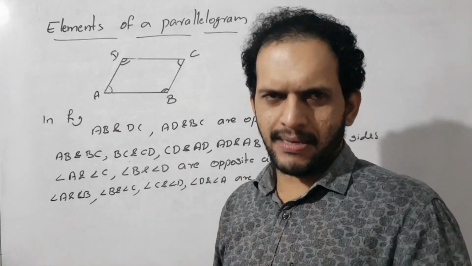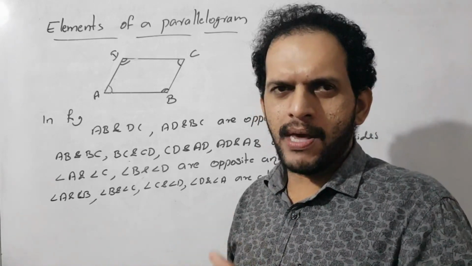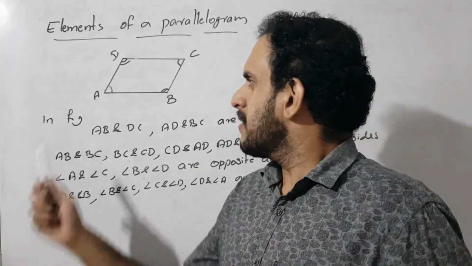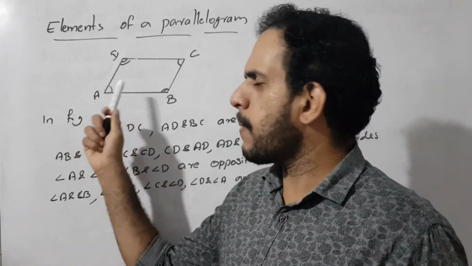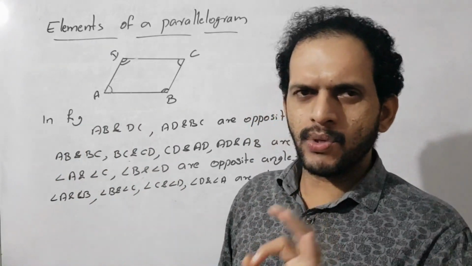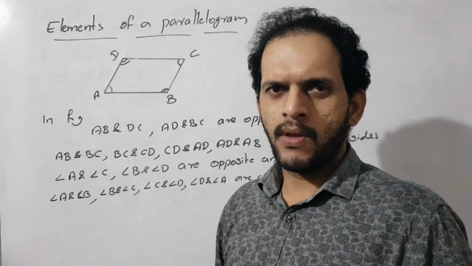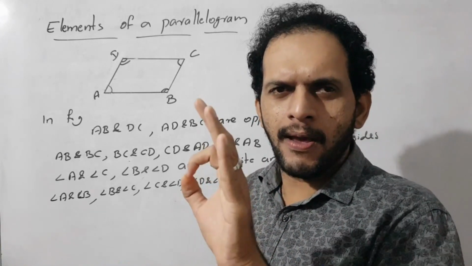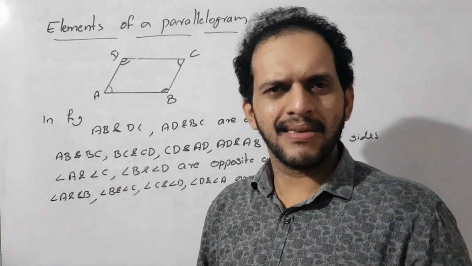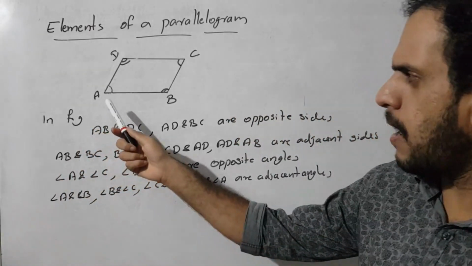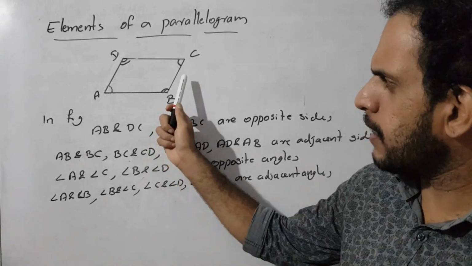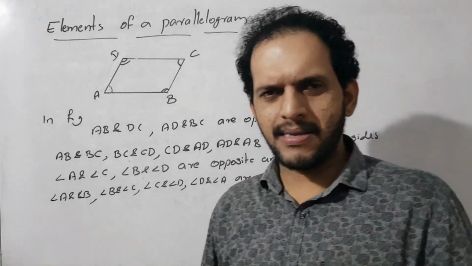Then what is an adjacent side? The adjacent side means, in a polygon, in a parallelogram, in a quadrilateral, in anything, the two sides have a common vertex, or the two sides start from the same vertex. Those sides are called adjacent sides. Clear? Here the examples are AB and AD. These two have a common vertex, so they are called adjacent sides.